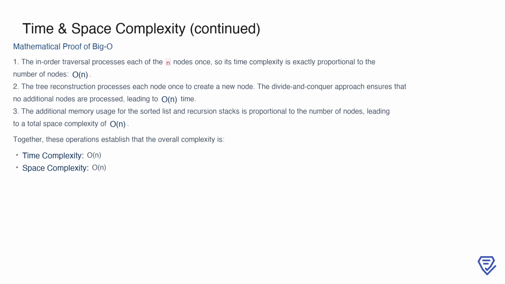Second, the tree reconstruction step also processes each node once to create a new node. The divide and conquer nature of this step ensures that no node is processed more than once, resulting in O(n) time. For space, the sorted list requires O(n) memory, and the recursion stacks for both traversal and reconstruction together contribute O(log n) in the best case and O(n) in the worst case. Since the sorted list dominates, the overall space complexity is O(n). These components together confirm that the solution has an overall time complexity of O(n) and a space complexity of O(n).